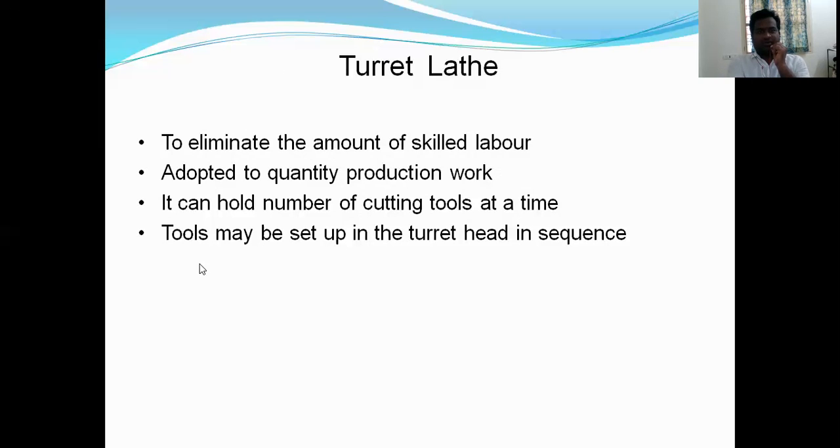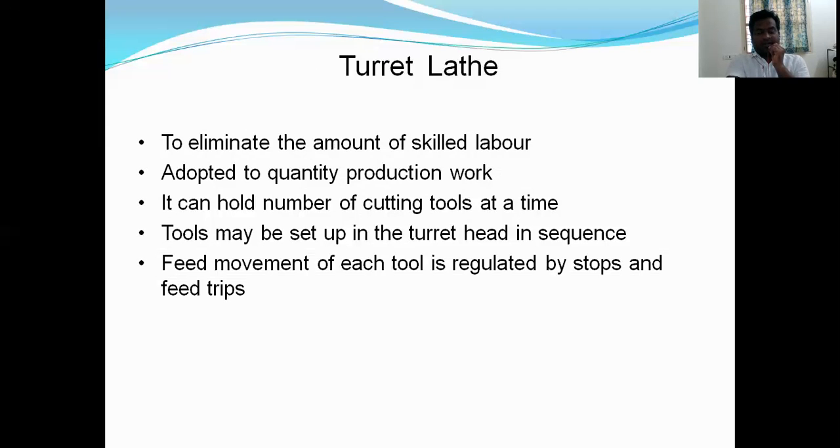So based on these operations, the tools may be set up in the turret in sequence. The feed movement of each tool is regulated by stops and feed trips. We have different tools in our tool bag, and the feed movement of each tool is regulated by stops and feed trips. These are provided on the machine itself, so that they regulate each tool.